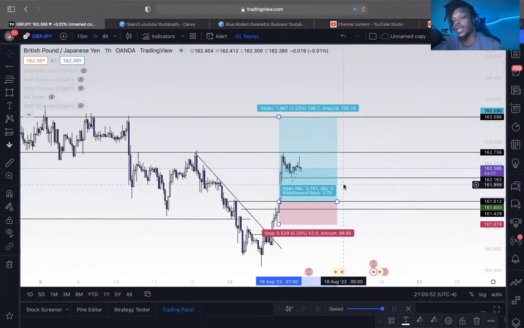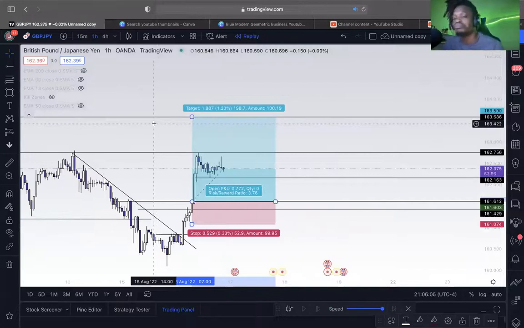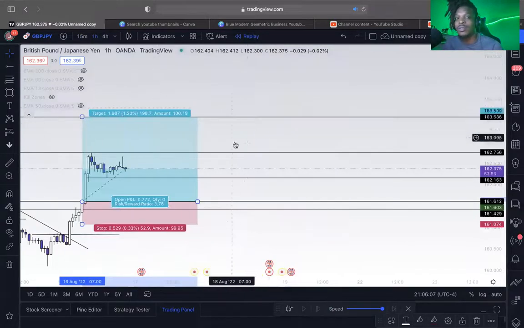I look at candlestick patterns. I do look at formation patterns, of course, but I don't trade those. I literally trade structure and price action. That's all you need, to be honest. Unless you want to make trading a little bit more complicated.